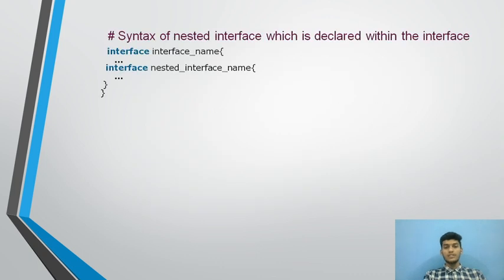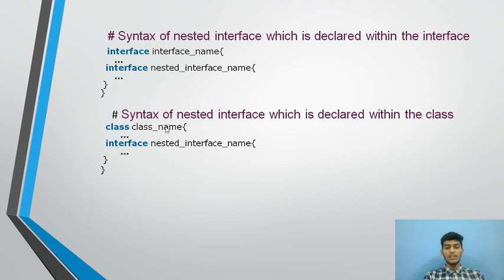Now let us look at the syntax of a nested interface which is declared within an interface. First, we declare an interface with any name we want, as I declared here with interface name, and another interface inside it with the name nested interface name. So this interface is a nested interface within the interface. The second syntax is of the nested interface which is declared within a class. Here we declare any class with any name we want and declare an interface inside it. This interface is our nested interface within the class.